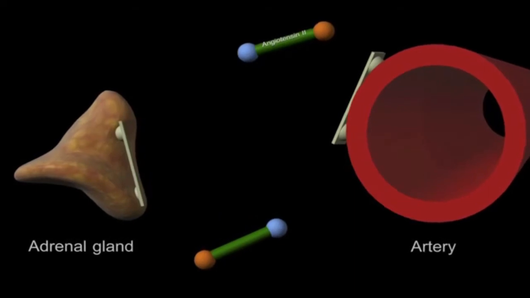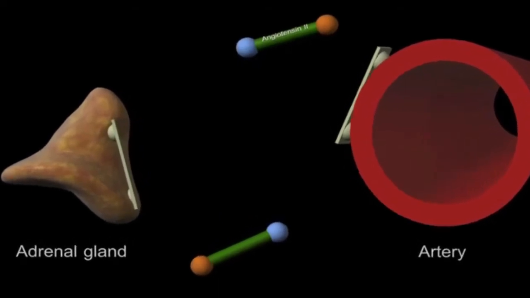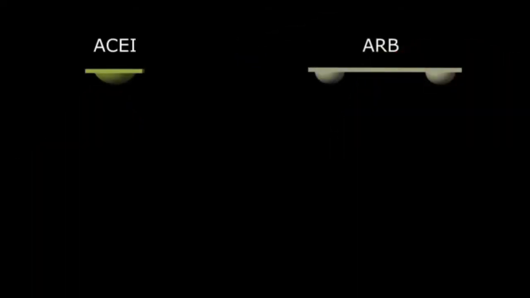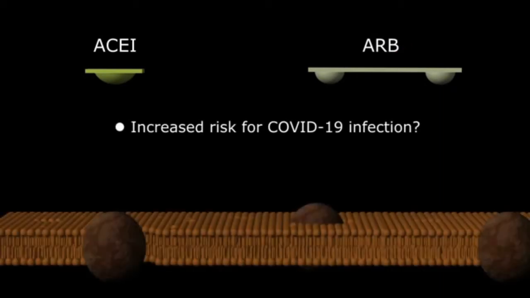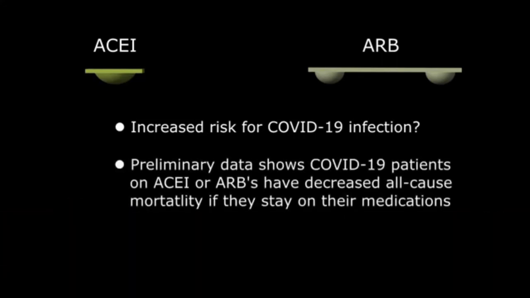During the early days of the pandemic, there was some concern that both ACEIs and ARBs could increase the risk of a viral infection by upregulating the expression of the ACE2 surface proteins throughout the body. However, preliminary data has shown just the opposite. COVID-19 patients on angiotensin-converting enzyme inhibitors or angiotensin receptor blockers do much better with decreased all-cause mortality if they stay on their blood pressure medications during their infection.